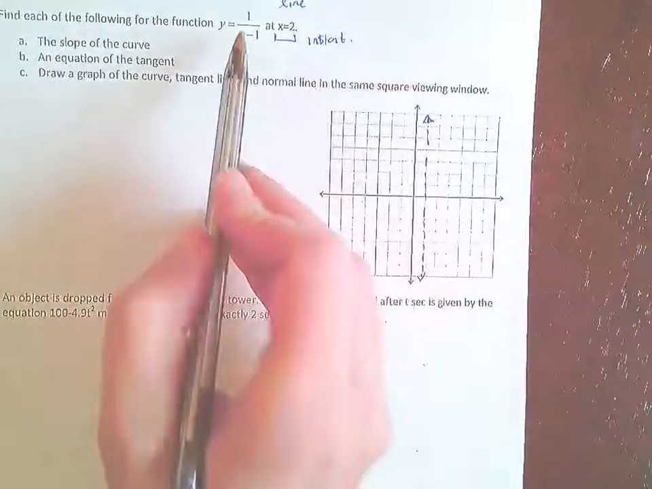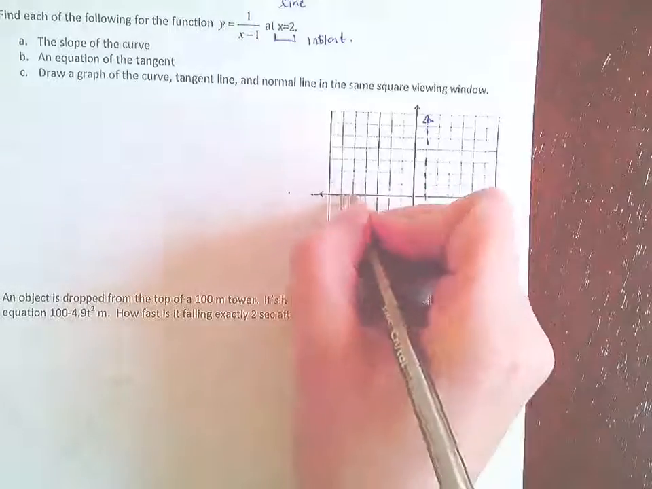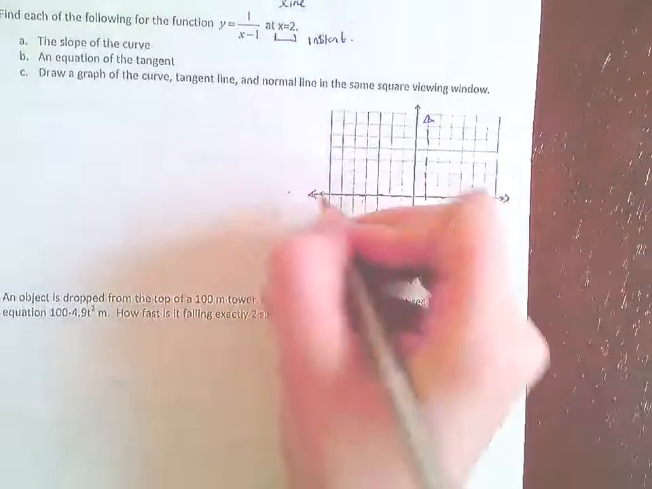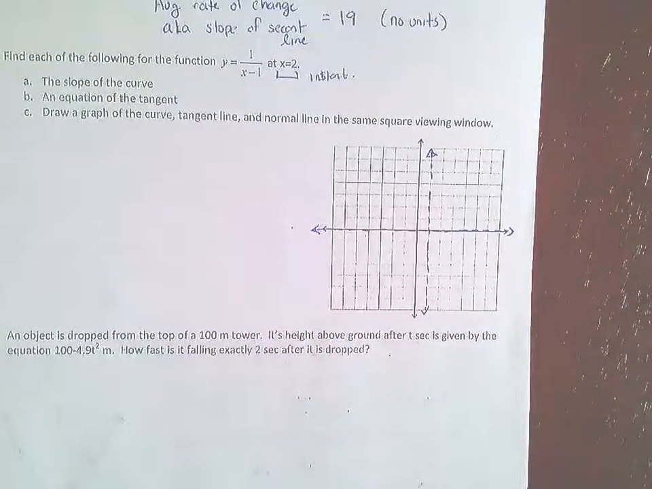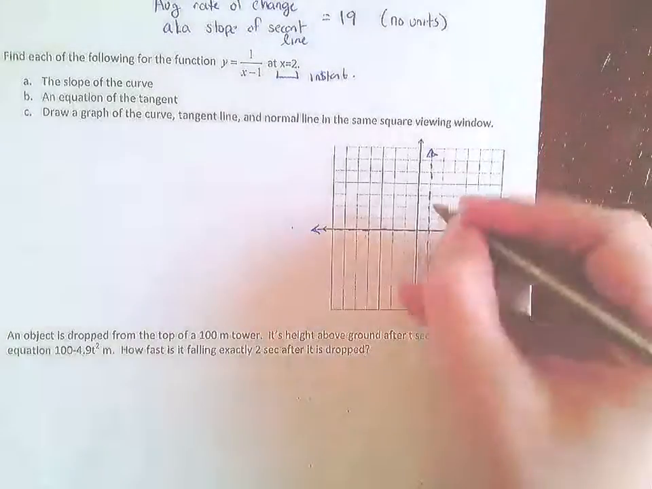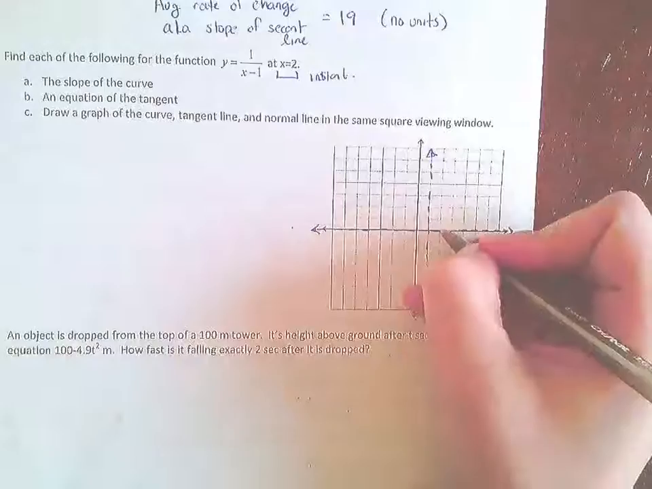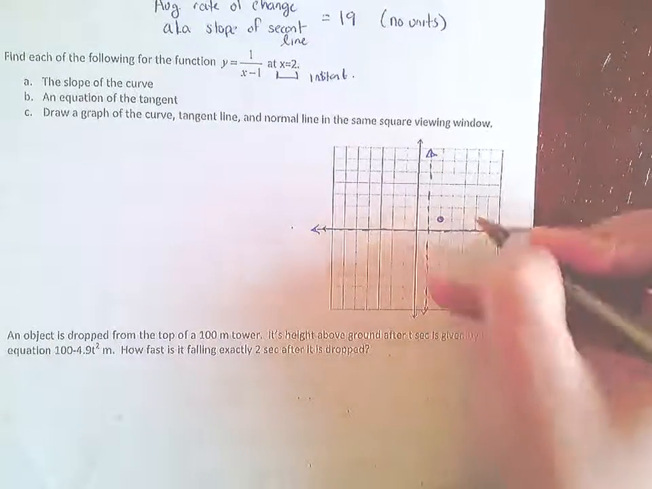And then our horizontal asymptote, it's bigger on the bottom, so it is 0. We don't have any holes because nothing cancels out. And now I'm just going to pick some points and graph this line. So when x is 2, y is 1. Okay.